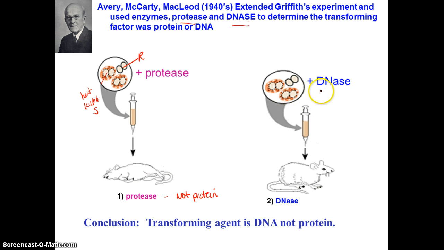Now here they added DNase, so this destroyed the DNA, and when they injected it into the mouse, the mouse lived. So that means it must be DNA. So they concluded the transforming agent is DNA, not protein.